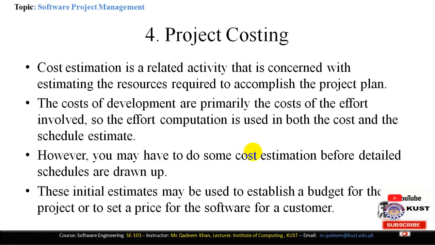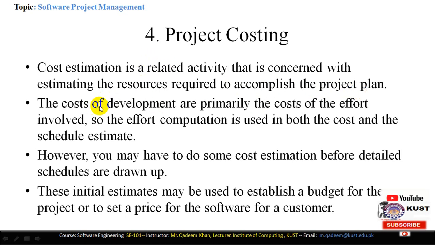Okay, the next important activity for the project manager is project costing. Costing here means budgeting. So cost estimation is the activity concerned with estimating the resources required to complete the project plan. So costing is not only the budgeting, it also includes the resources required to complete the project. And basically it should be included in the project plan.